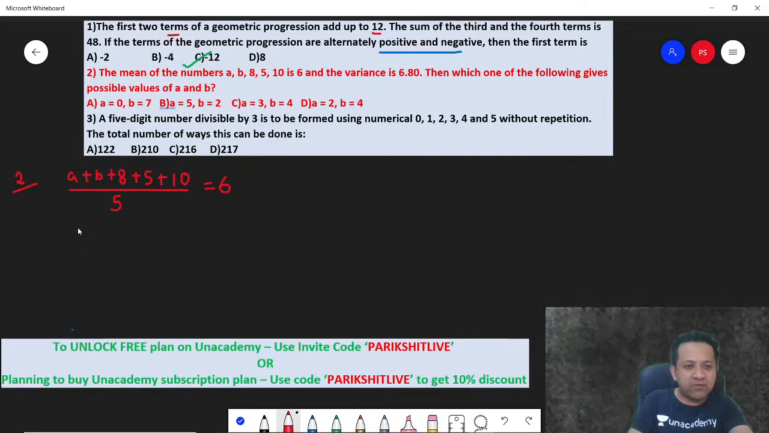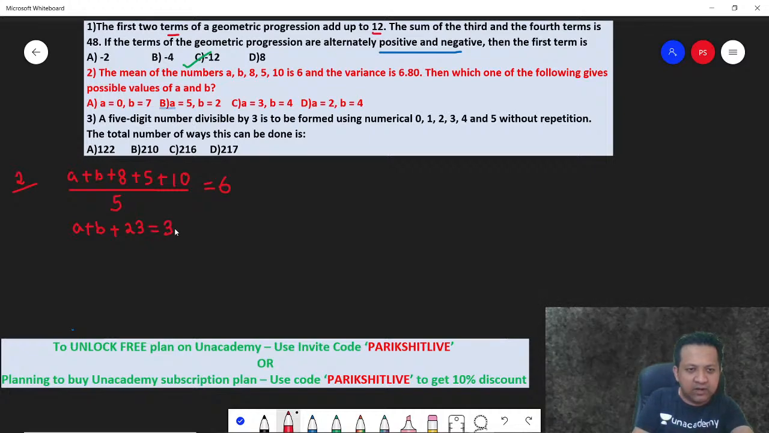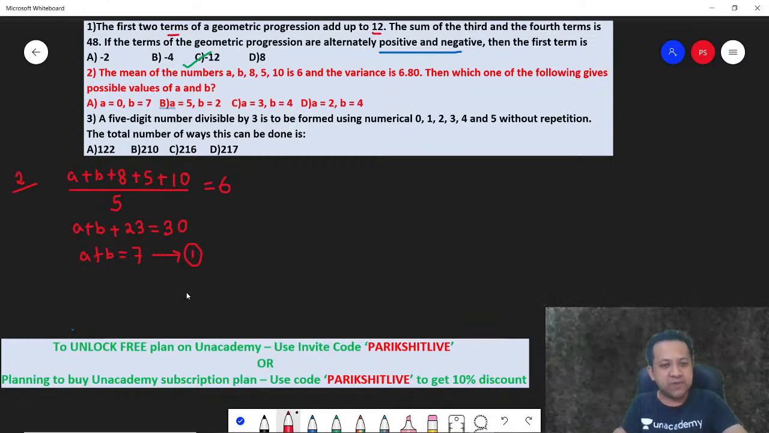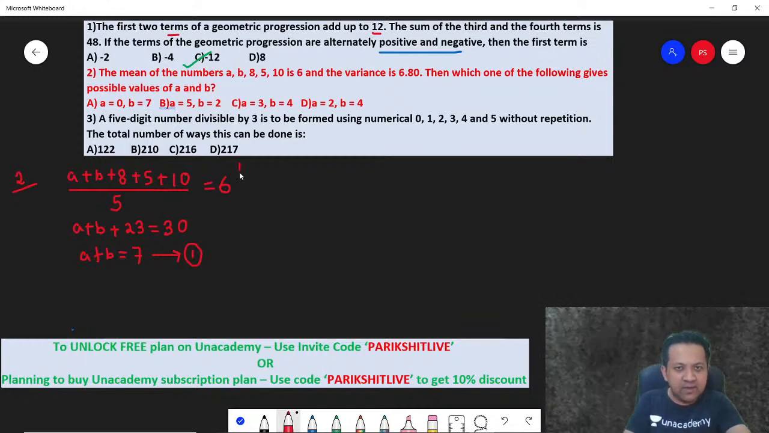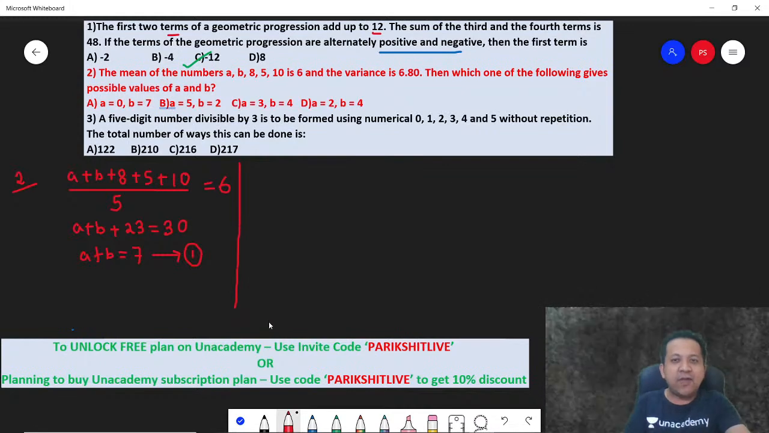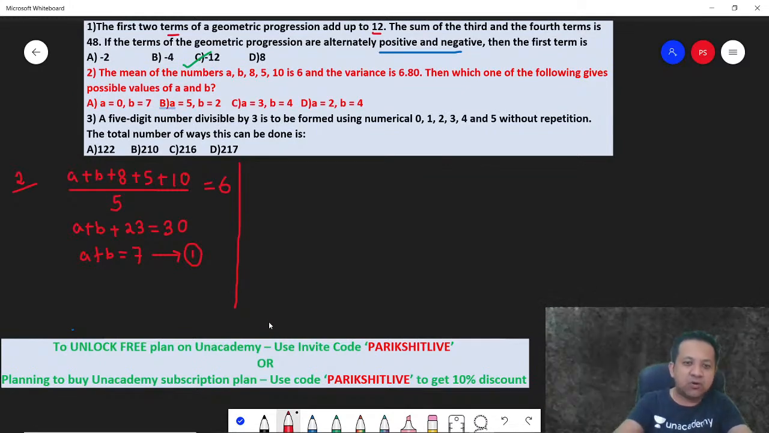So can you find out the value of A plus B? Can I say A plus B plus 23 is equal to 30, or A plus B is equal to 30 minus 23, 7. That's equation 1 for you. A plus B is 7. Correct? Next, they say variance is 6.80.